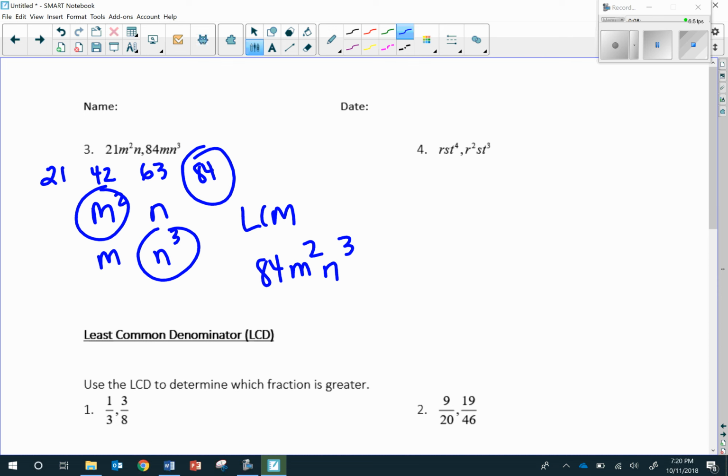Alrighty, looking at number 4, we don't have any numbers to worry about with these monomials. We simply have variables. So we're just going to take the highest power of each variable. So for r, the highest power that we have is r squared. For s, the highest that we have is simply s. And t, our highest power is t to the 4th. So r squared s t to the 4th would be our LCM for those three monomials.